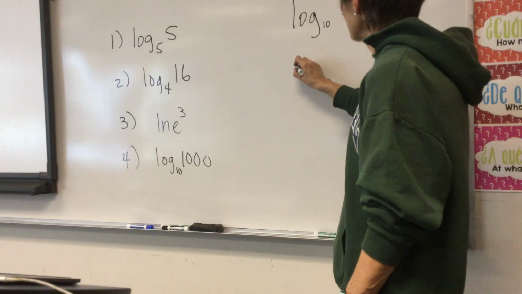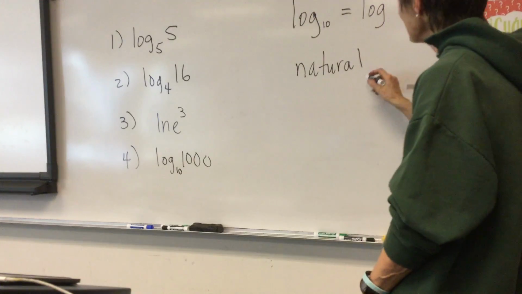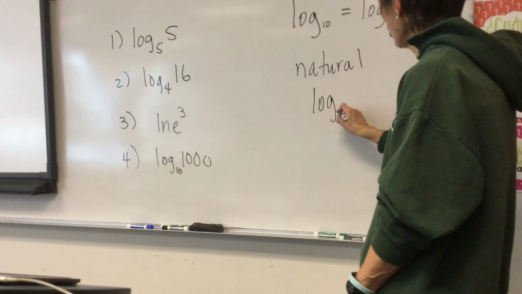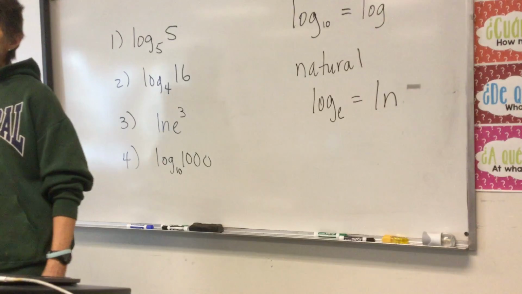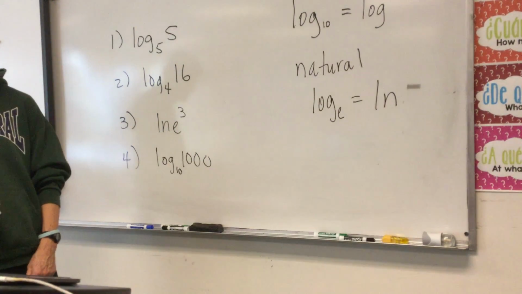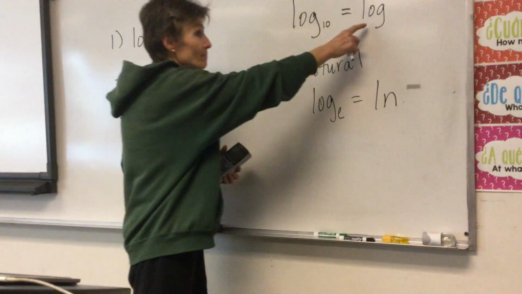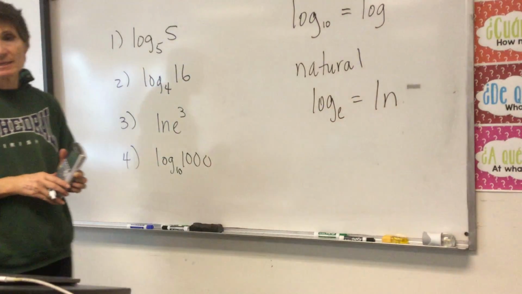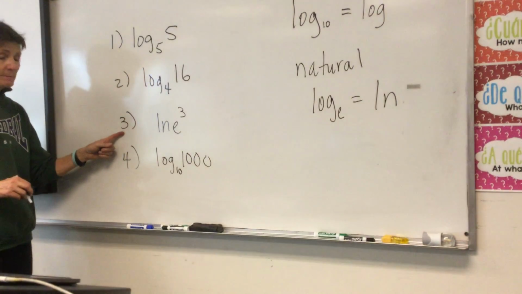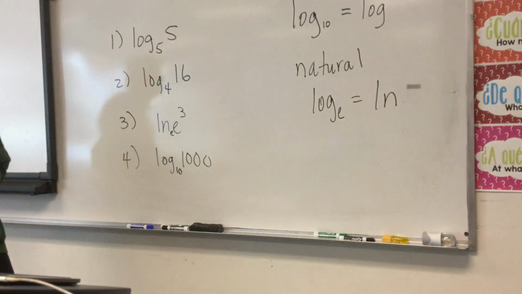The other kind of special logarithm is what we call a natural logarithm. It is a log base e, and its symbol is ln. If you have looked at your calculator, or if you remember what you did last year, you have a log button, that means base 10, and you have an ln button, that means base e. So when I look at problem number 3, I'm going to understand that there is an understood e down there.